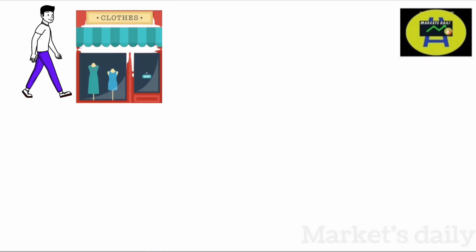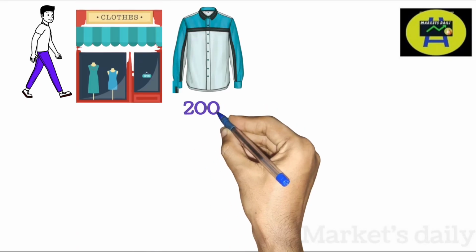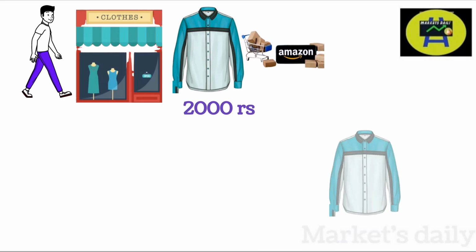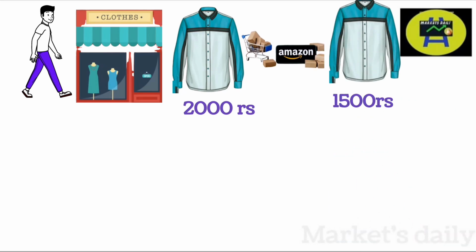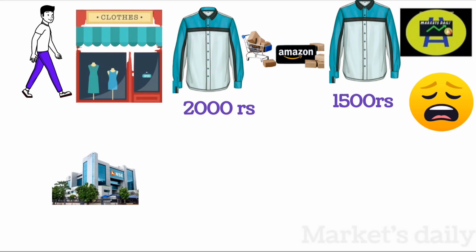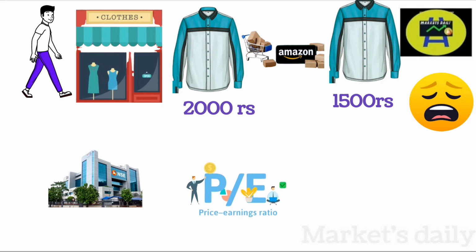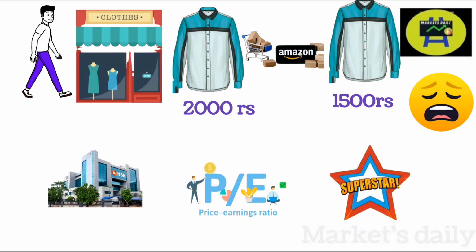Let us assume you're going to a textile shop to buy a shirt and the cost of the shirt is 2000 rupees. Later, you found the cost of the same brand shirt in Amazon or Flipkart to be 1500 rupees. Then, how would you feel? Definitely, we'll feel that we have paid more for something that is available at a cheaper price. To avoid these regrets, in stock market, there is this amazing ratio called as PE ratio. It is also called as superstar of financial ratios because every investor likes to check the PE ratio before investing.